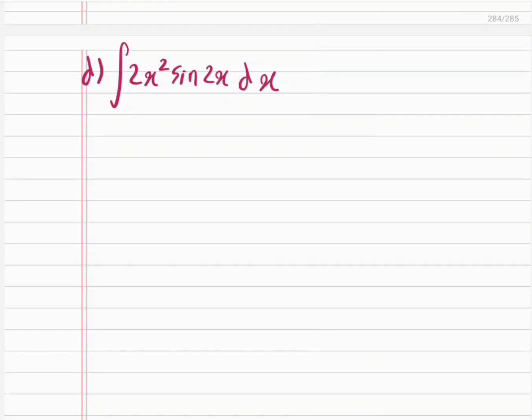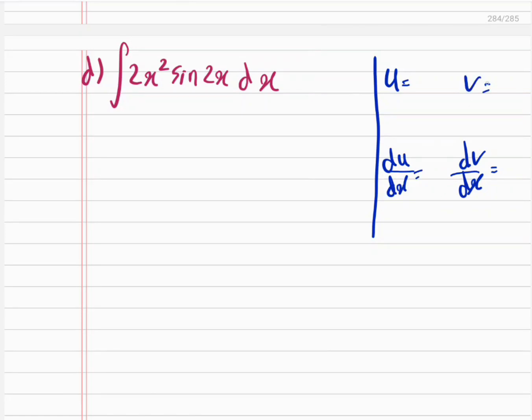Hi everyone, this video is on exercise 11F question 3D. So we want to integrate 2x squared times sine 2x. This is integration by parts, and we have basically the product of two different functions. So we need to make two choices at the beginning, one for u and the second one for dv by dx.